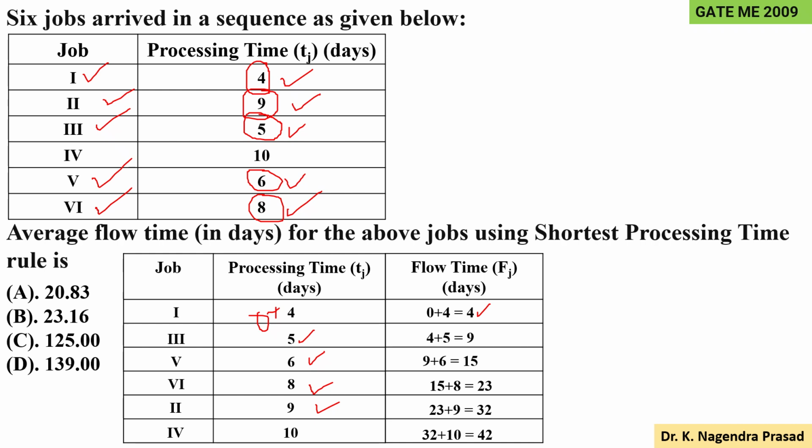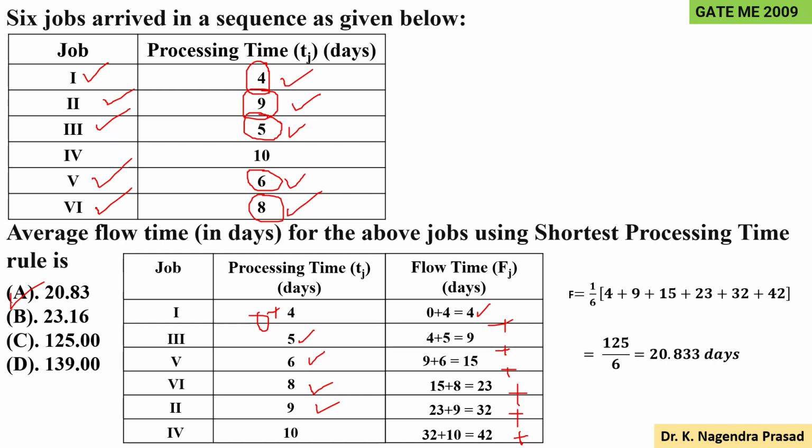Now we have to determine the average flow time. There are six jobs, so the average flow time is 1 by 6 into 4 plus 9 plus 15 plus 23 plus 32 plus 42, which is equal to 125 divided by 6. It is 20.83. So option A is the correct answer.